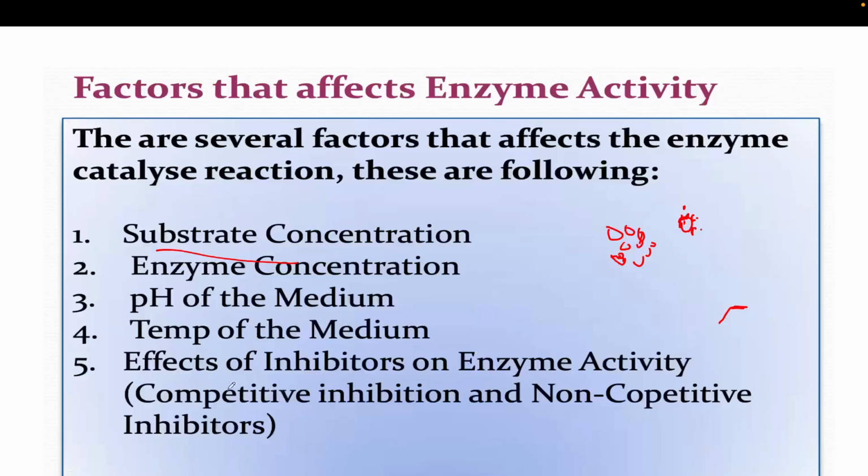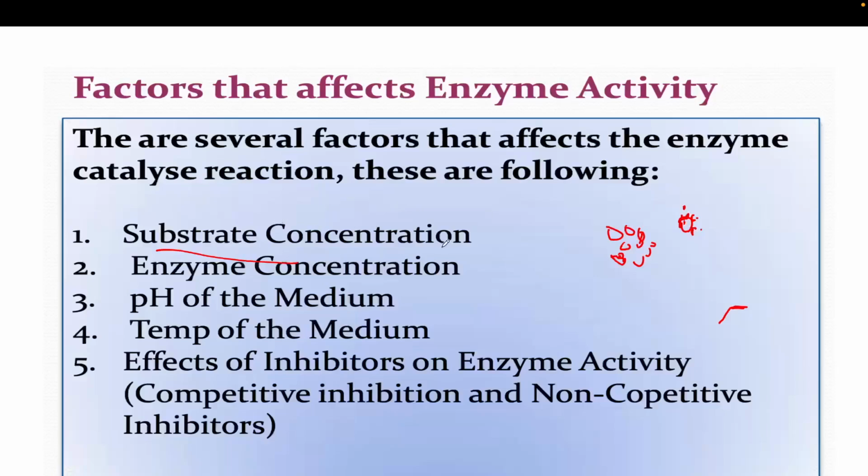Okay, and then there is the effect of inhibitors on enzymatic activity. When you add inhibitors, as the name suggests, they will inhibit the enzymatic activity. It can be broadly three types. Here I forgot to mention one more type, that is competitive, non-competitive and uncompetitive. These are the three basic types of inhibitor which inhibit the enzymatic activity in three different manners. So these are the factors which affect the enzyme-catalyzed reaction.